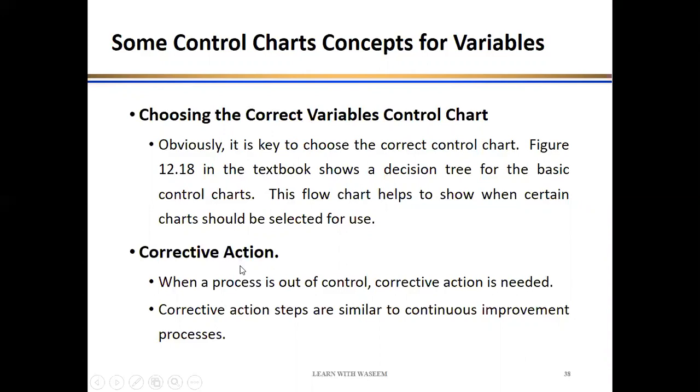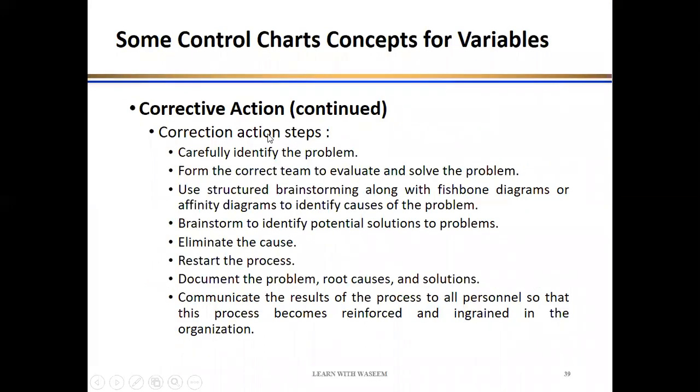And corrective action. When a process is out of control, obviously we need to correct it. We need to make it within the control process. Corrective action steps are similar to the continuous improvement process. The first thing that you should do is to carefully identify the problem. Then form the correct team to evaluate and solve the problem. Use structured brainstorming along with the fishbone diagram and affinity diagram that we have studied in the previous lectures.